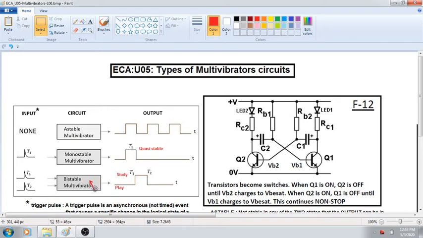Now if I want an output which remains stable only depending on my requirement, I require 2 trigger pulses, then I will be using a bistable multivibrator. So essentially we have to understand how these circuits are designed and how we can calculate the various widths of the time which they spend either in the high or the low condition, and what the pulse width is, what the frequency is, and all these things we need to calculate.